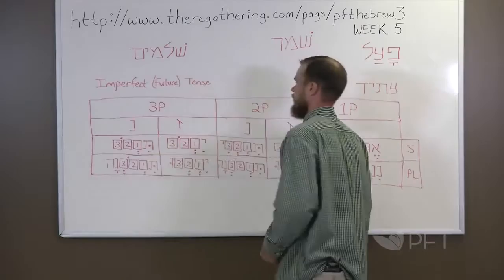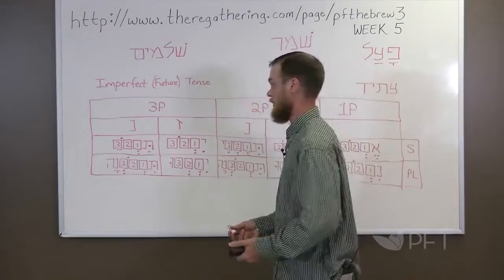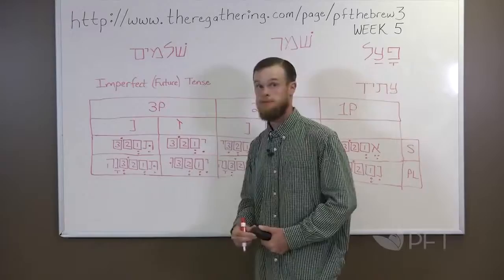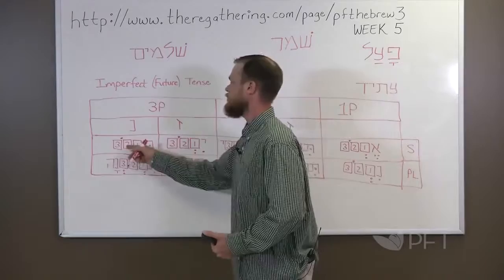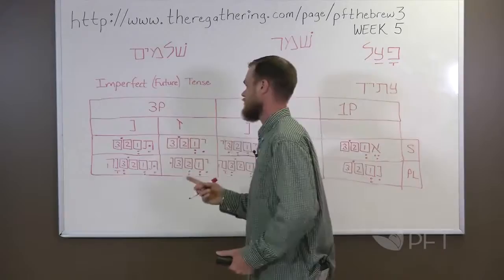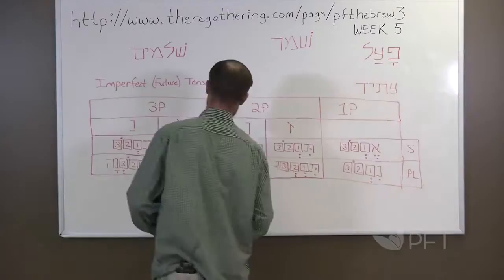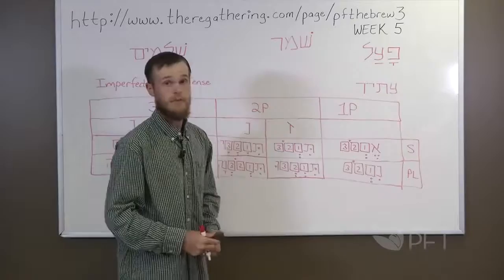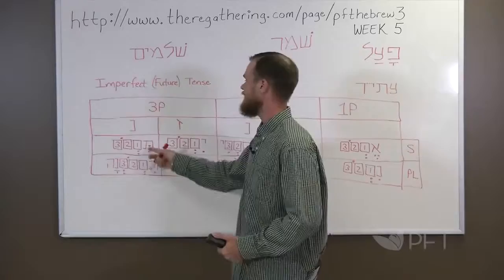All right, on to the third person. So who, which is he, third person masculine singular: yishmor, he will keep. He, which is she: tishmor, she will keep. Another thing to point out is that the third person feminine singular looks identical to the second person masculine singular. Okay? So, ata tishmor, and also he tishmor.